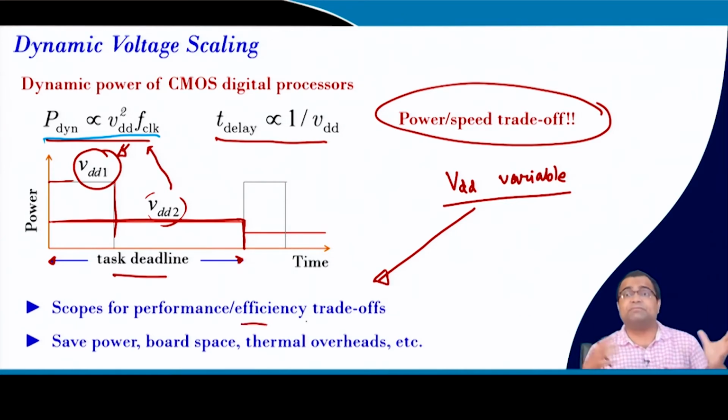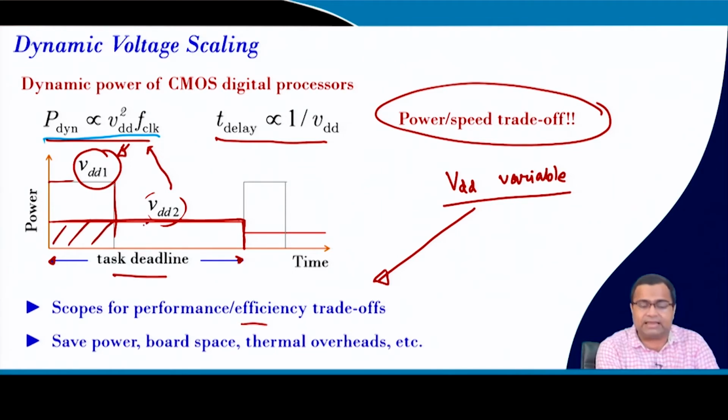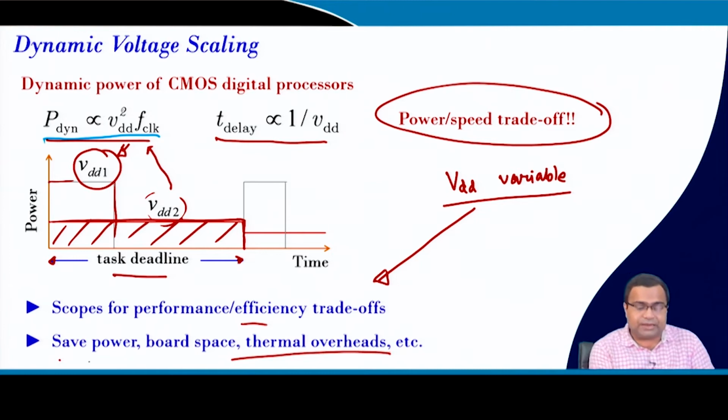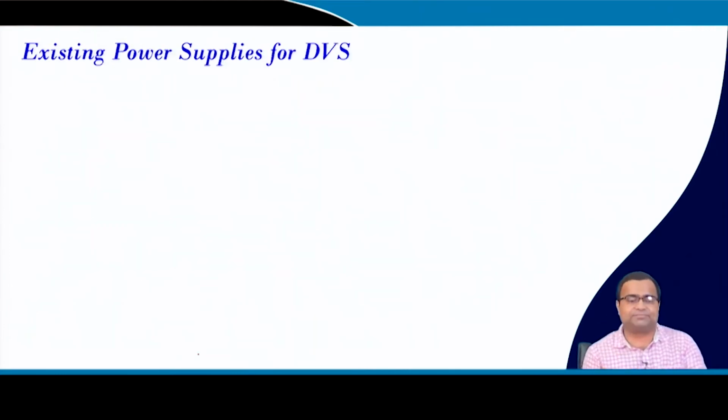But we can increase the energy efficiency, because the energy is the area under the curve, that means power into time is the energy, and each task requires a certain energy. If you can do that, we can save power so that thermal overhead and heat dissipation can be reduced, then board space and power can be reduced. So, it could save in many ways.